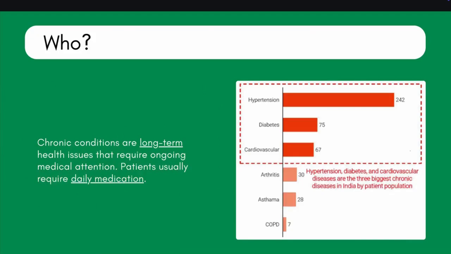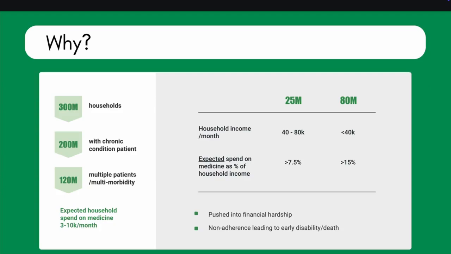So who do we actually cater to? We cater only to chronic condition patients: patients who have diabetes, hypertension, basically blood pressure, cardiovascular disease, heart related disease, arthritis and asthma, and COPD patients. Why? Because in India there are 300 million households, and out of that 200 million households have chronic condition patients. It means they have at least one patient suffering from any of these diseases we talked about: diabetes, BP, cardiovascular disease, etc.